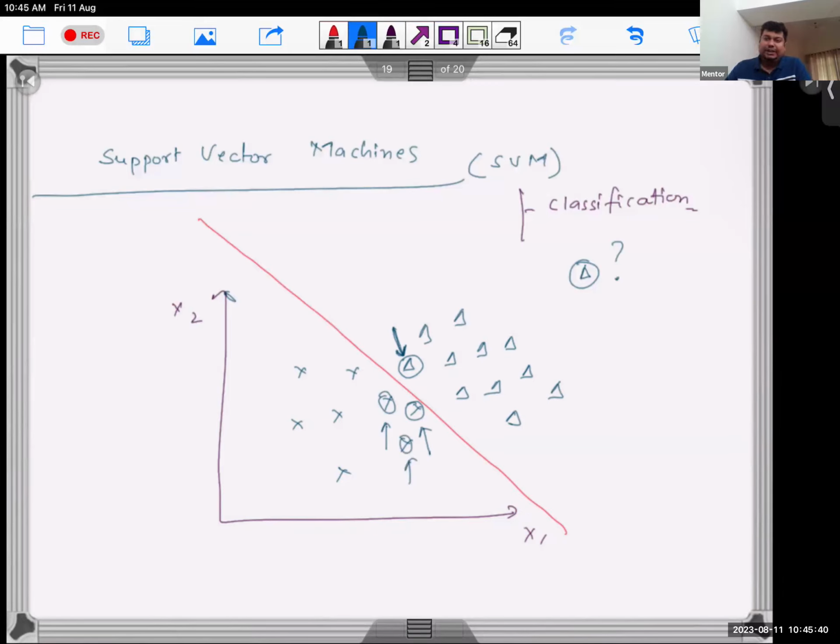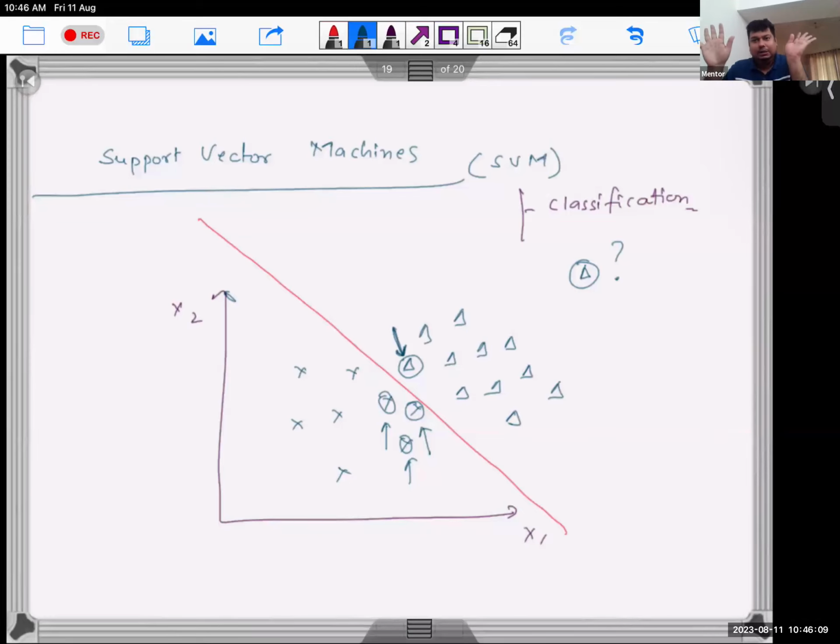So can I say that the points belonging to opposite classes, if they're close by, should contribute more? Yes. That is the idea of support vector machines. Unlike in logistic regression where everybody contributes, in support vector machines, only those points contribute which are close by.